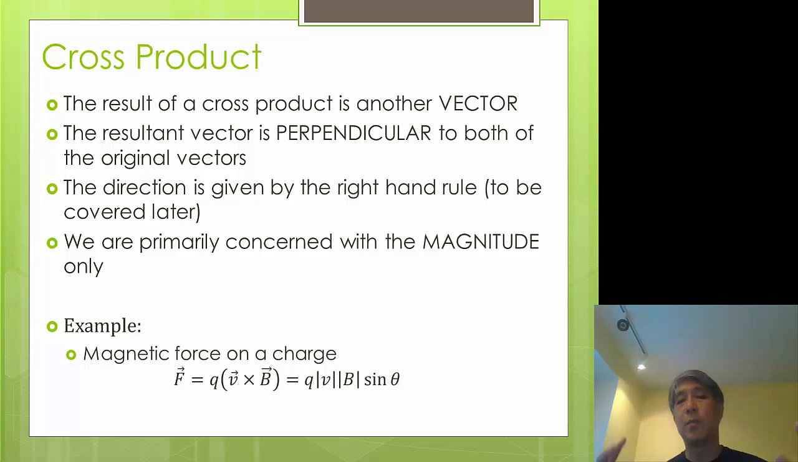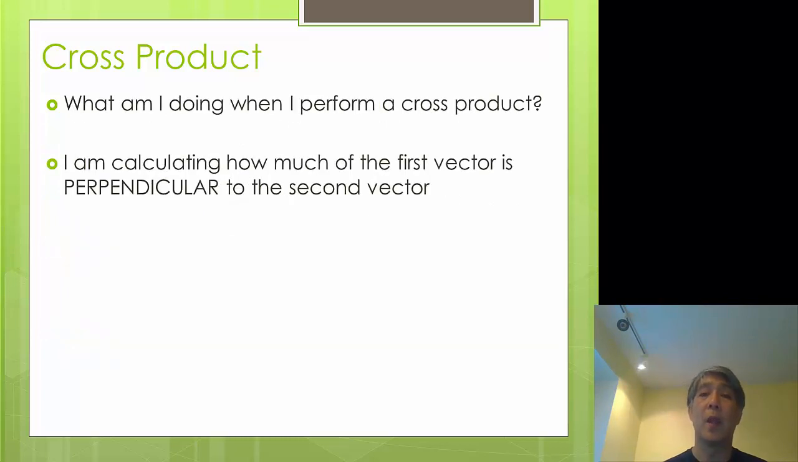This finds the perpendicular amount. How much of the first vector is in the perpendicular direction to the second vector? That's what we're really doing. We're just looking for how much of that first vector is perpendicular, or another term that we'll use and that you'll encounter is normal. Normal and perpendicular are going to be similar terms.